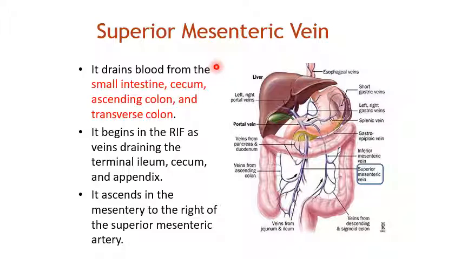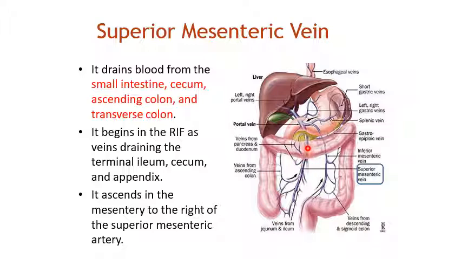The superior mesenteric vein drains blood from the small intestine, cecum, ascending colon and the transverse colon. It begins in the right iliac fossa as the veins draining the terminal ileum, cecum and appendix. This is the superior mesenteric vein. It ascends in the mesentery. Here is the fold of mesentery, and the vein lies to the right of the superior mesenteric artery. In this fold there is the superior mesenteric artery also, but the superior mesenteric vein lies to the right of the artery.